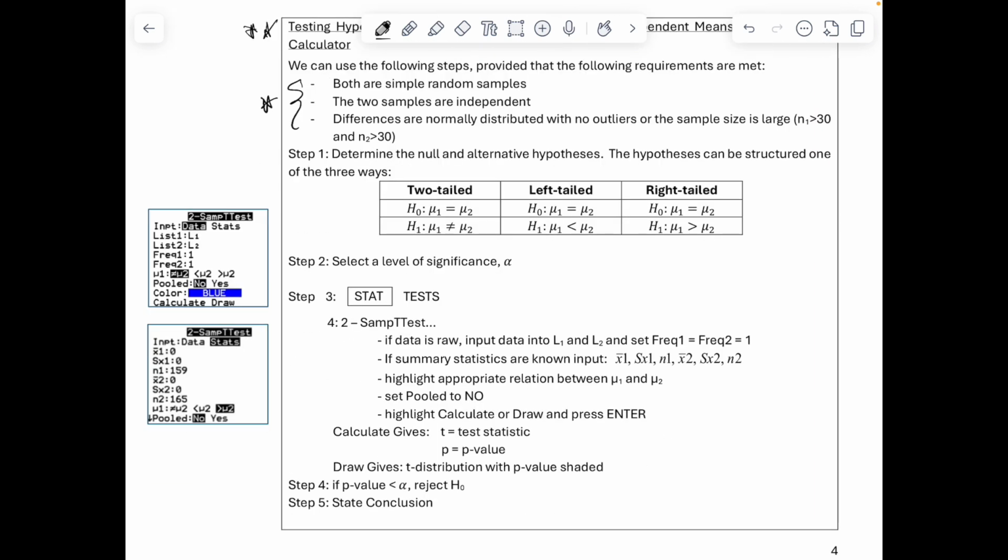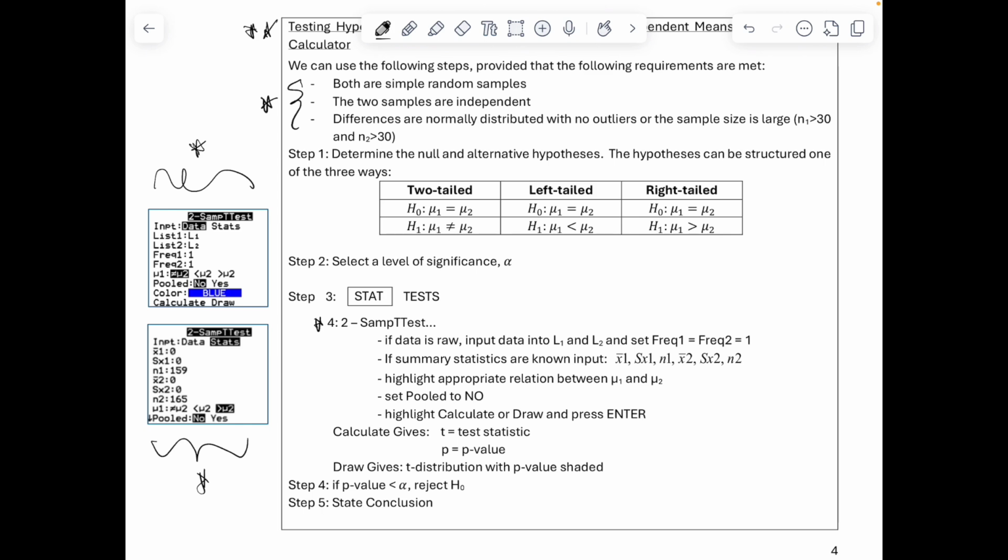And then step 3 is you're going to go to Stat, test, and we have 2-SampTTest. A little different here because you're going to toggle between either data or stats. I did give images for both of these for the newer version of the calculator, and again, edit this if you have a different app or calculator that you're using. If the data is raw, you're going to put your data into L1, listing all those numbers, and L2, listing all those numbers. Set frequency equal to 1. And if summary statistics are known, that means that you would know the mean, standard deviation, and sample size for both sets of data.